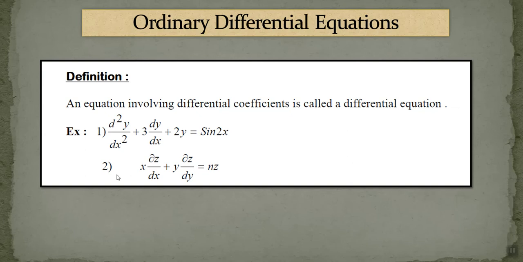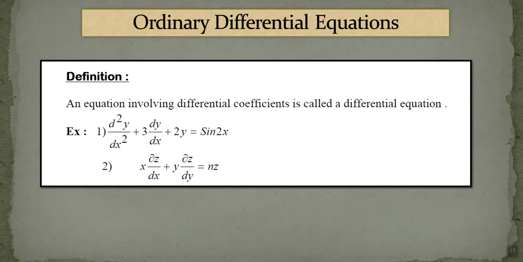In a similar way, another differential equation: x dou z by dou x plus y dou z by dou y equals nz. Both are equations and both contain differential coefficients. In the first example, the coefficients are ordinary derivatives. In the second equation, the differential coefficients are partial differential coefficients.